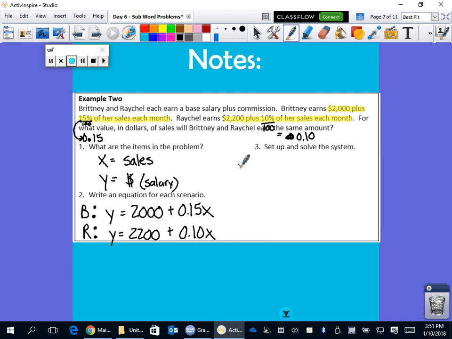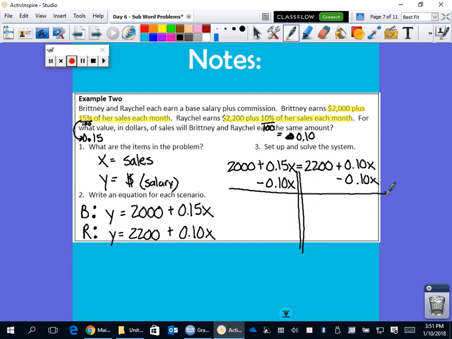So now we need to set it up and solve. So we have 2,000 plus 0.15x equals 2,200 plus 0.10x. We're going to subtract this from both sides. So we have 2,200 and we have 2,000 plus 0.05x minus 2,000.